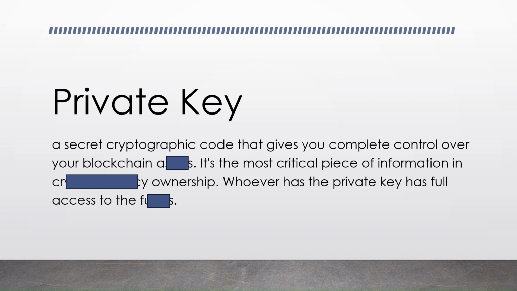Okay, so a private key is a secret cryptographic code, right? Remember we said that a public key was a cryptographic code, but a private key is a secret cryptographic code that gives you, the owner of the private key, complete control over your blockchain assets. It's the most critical piece of information in cryptocurrency ownership. Whoever has the private key has full access to the funds. Very important, right?